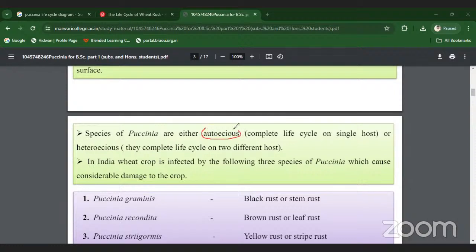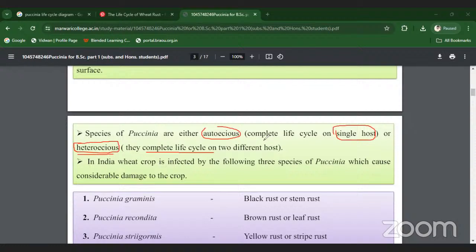Autoecious and heteroecious. Autoecious species means complete life cycle on a single host. Heteroecious means complete life cycle on two different hosts. Actually, we are discussing Puccinia graminis tritici. Puccinia graminis tritici is not autoecious. It is a heteroecious host. Heteroecious means it can complete its life cycle on two different hosts.